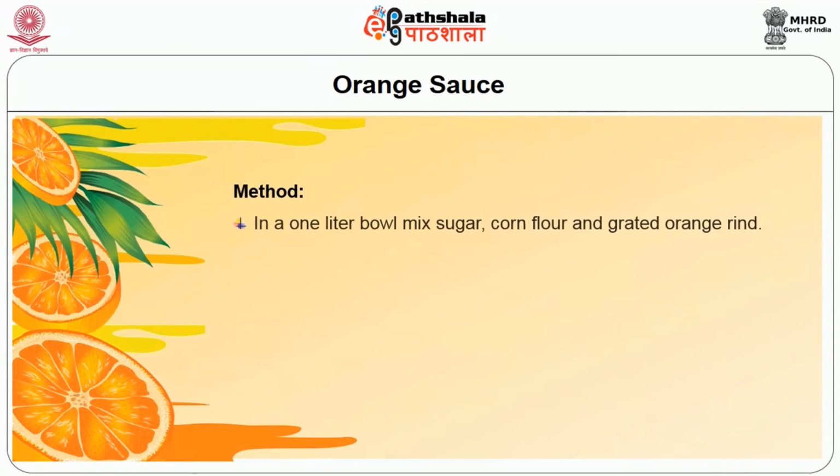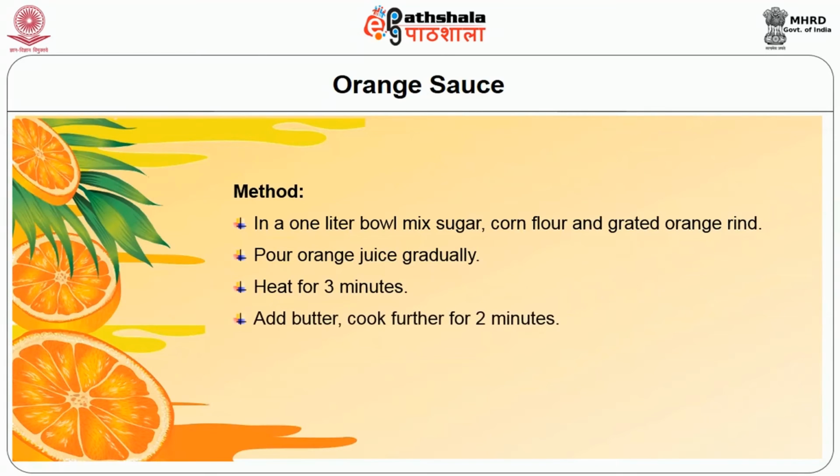In a bowl, mix sugar, corn flour and grated orange rind. Now, pour the orange juice gradually, heat it for 3 minutes, finally add butter and cook it for 2 more minutes. Now it is ready to serve.